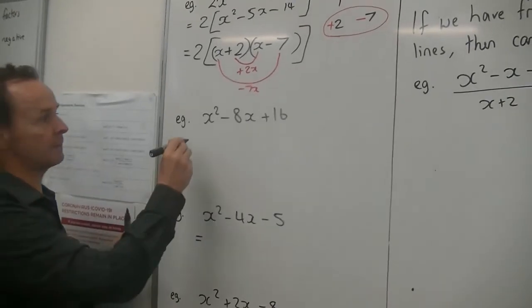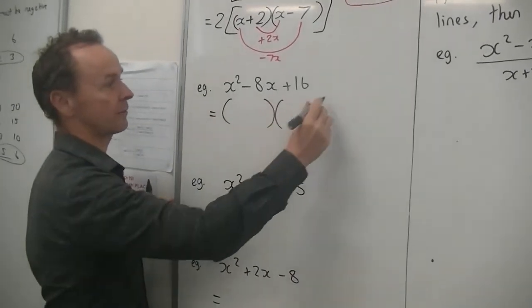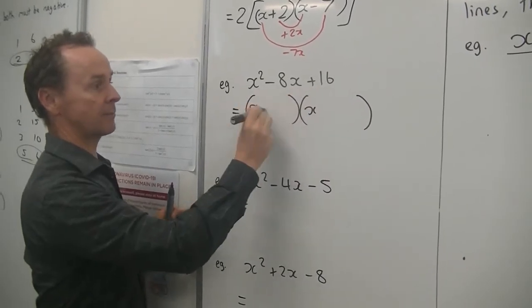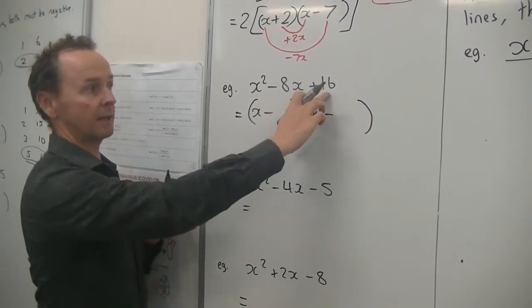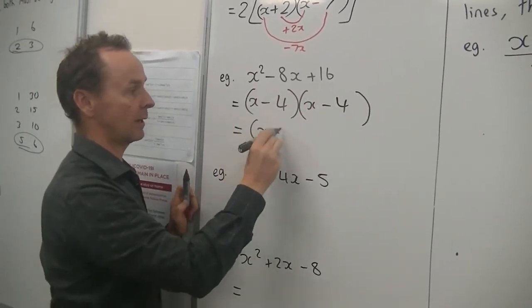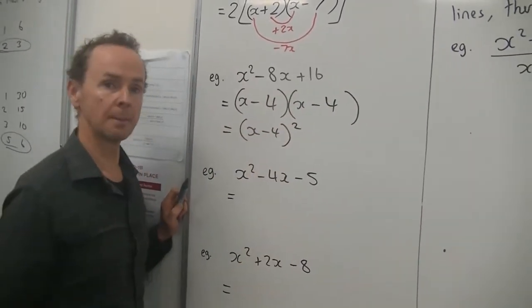Alright, let's move on again. So do our 2 brackets. X squared, I put an x and an x. It's a plus, so they're both the same sign, they're both negatives. 16, I'm going to pick 4 and 4. And what do we call that? It's a perfect square. X minus 4 all squared.